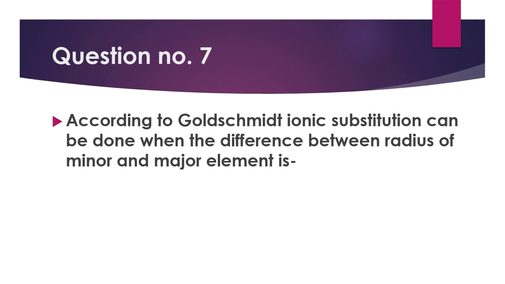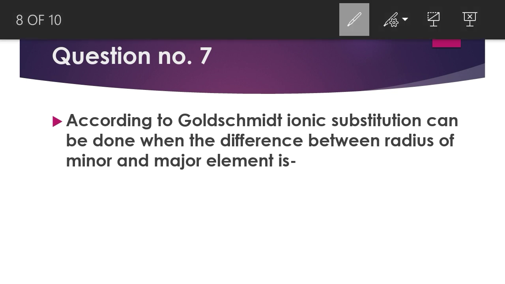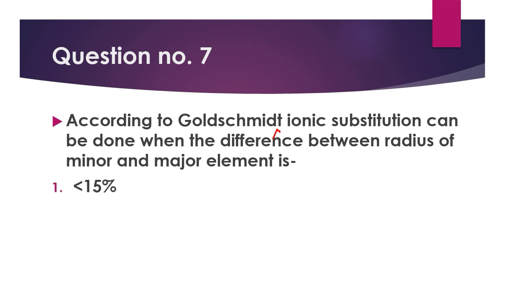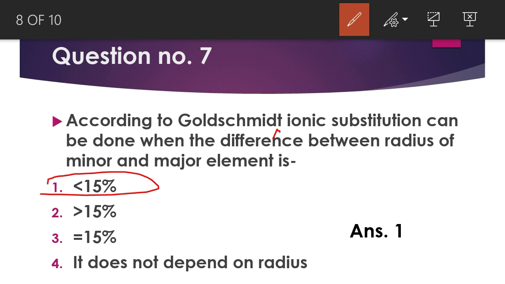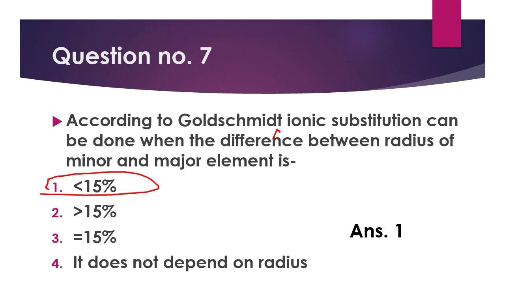Seventh question is, according to the Goldsmith, ionic substitution can be done when the difference between radius of minor and major element is. So Goldsmith gave a criterion of how much the ionic radius can differ for any ionic substitution. Either it is less than 15%, greater than 15%, equal to 15%, or it does not depend on the radius. So according to the Goldsmith, it should be less than 15%. If the radius difference between any two ions is less than 15%, then they can substitute each other. So your first option will be your right answer.